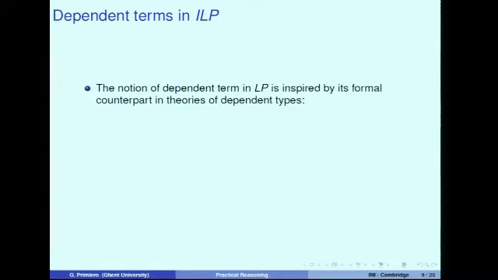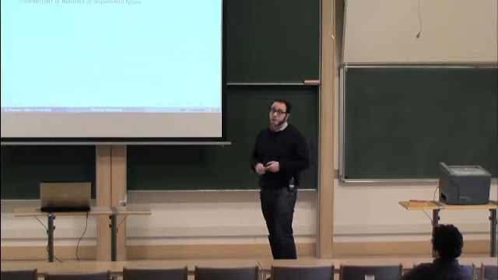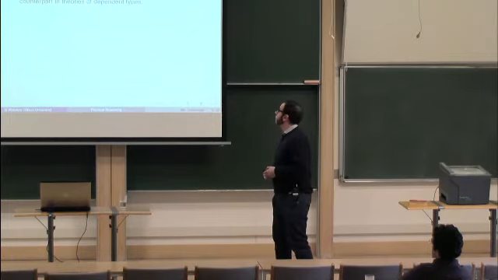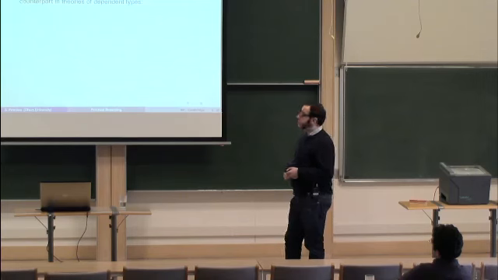What I want to do is basically to extend this language in a way that allows to introduce dependent proof terms. The notion of dependent proof term that I'm looking at is inspired from the corresponding notion that is known from theories of dependent types.